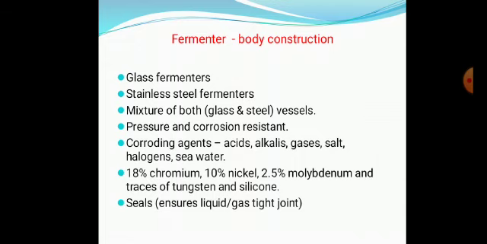And mostly when we are using stainless steel vessels, we prefer using this combination. What is given below, you can see the vessel will have 18% chromium, 10% nickel, 2.5% molybdenum, and traces of tungsten and silicon will be used to make the vessels. This percentage what I have given will change based on your need. For example, you are working with a citric acid producing organism, that time molybdenum concentration will increase from 2.5 to 5%. So whatever I have given here is for a typical fermenter.